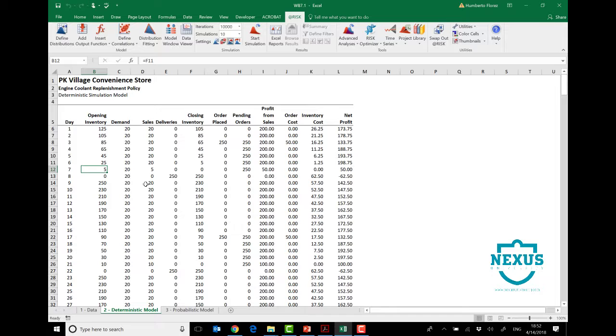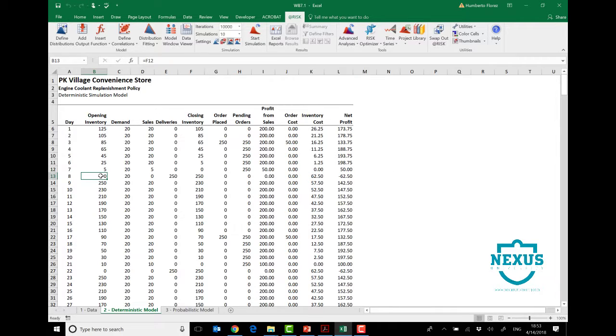Next day we open at 5. We have a demand of 20 units, but we can only sell 5 because we are short. We have no deliveries that day. Inventory closes at 0. We order nothing because we have an order coming. We have $50 in profit for the first time. We had lost sales. We have no order cost, no inventory cost because our inventory is 0. Our net profit is $50.